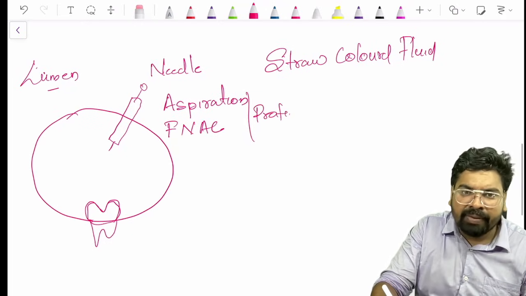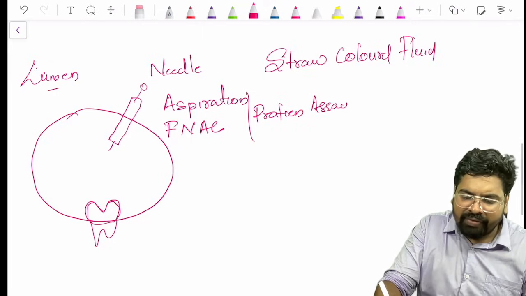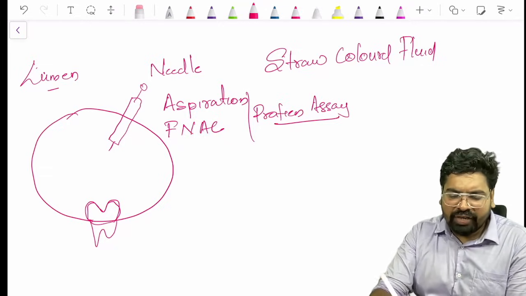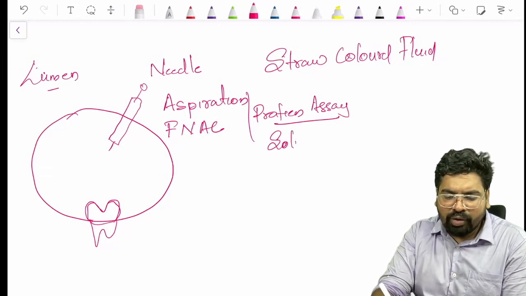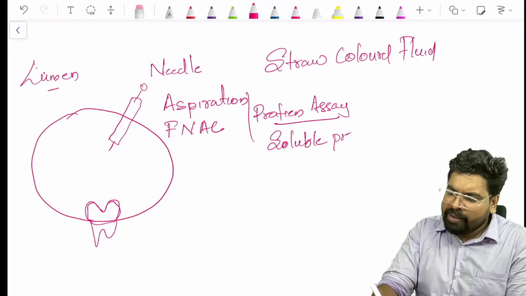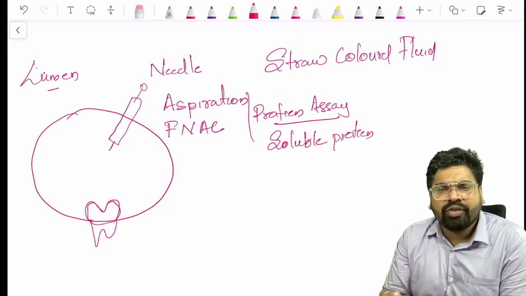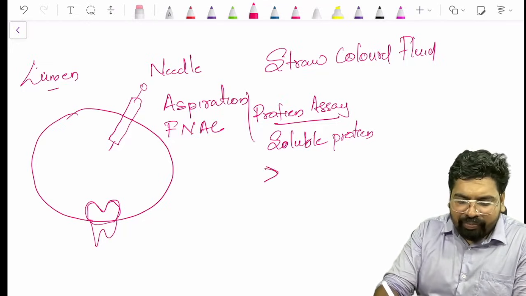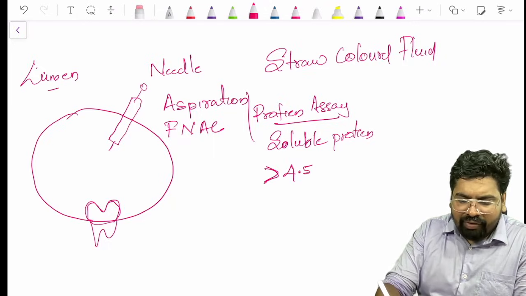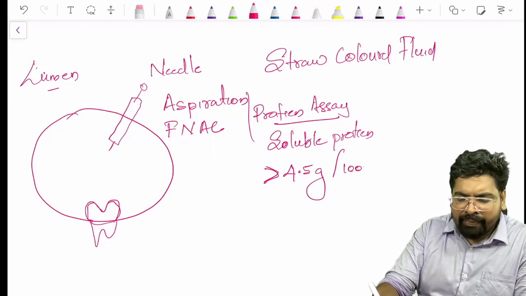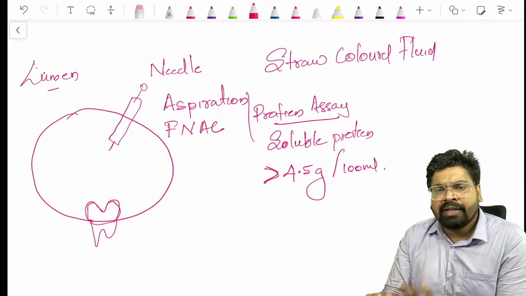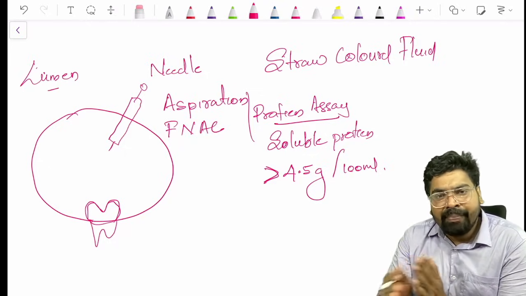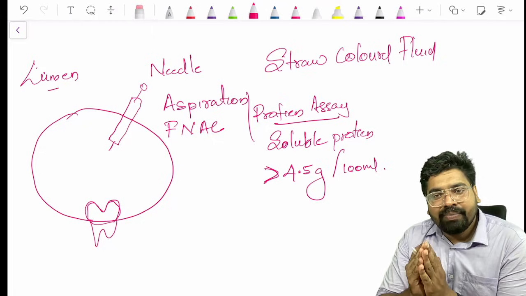Then I will do a protein assay. I will take that fluid and give it for the protein assay. I'm going to check how much soluble protein is there, so I will get a value. The soluble protein content in a dentigerous cyst should be more than 4.5 gram per 100 ml, or per deciliter.